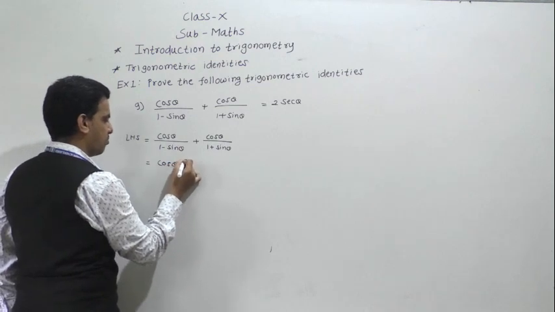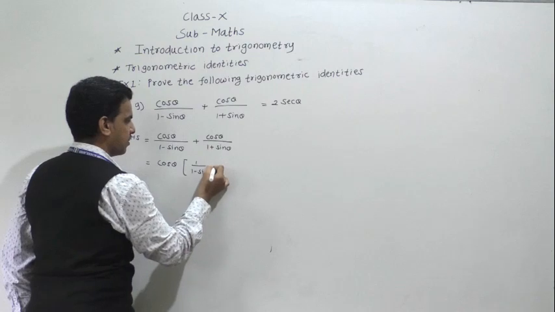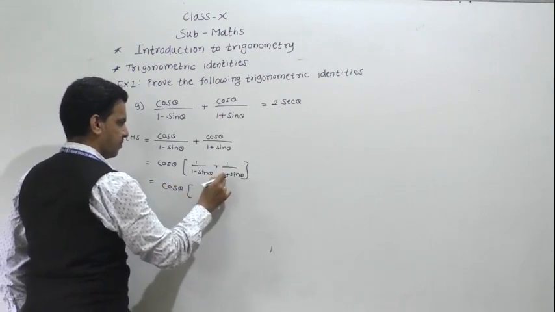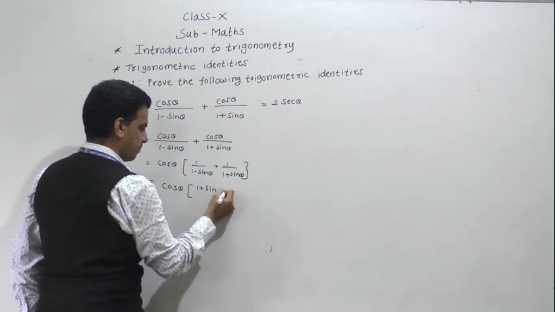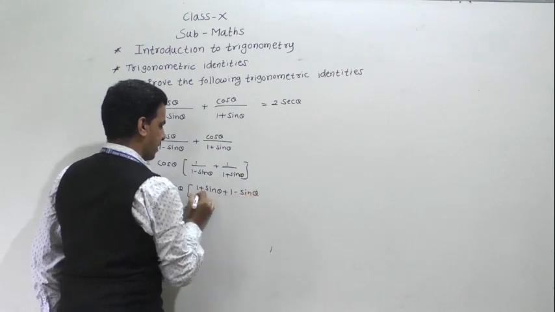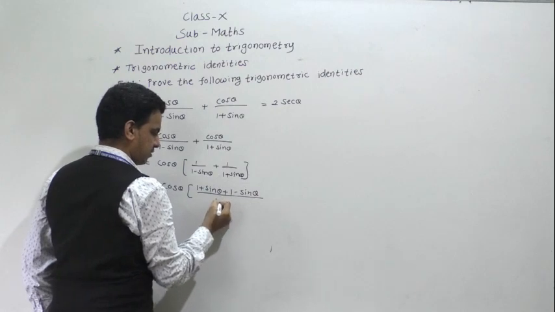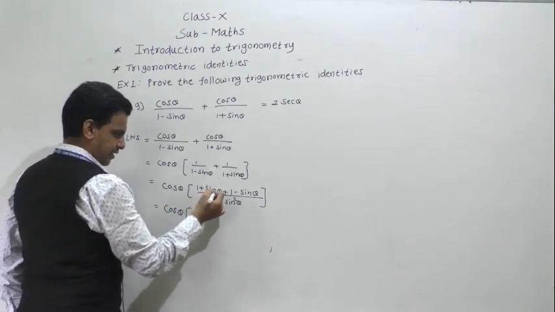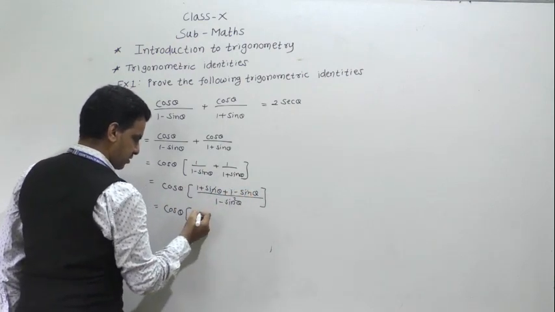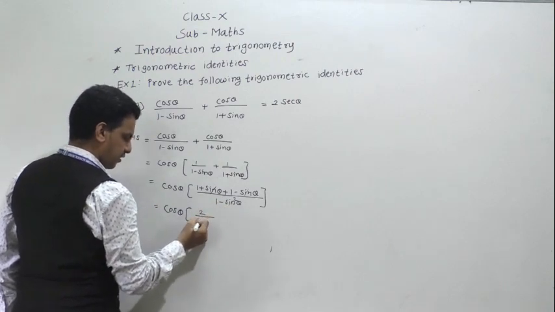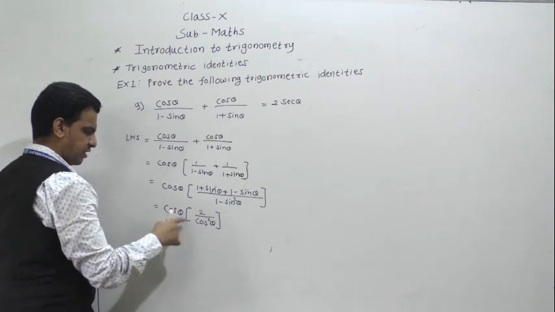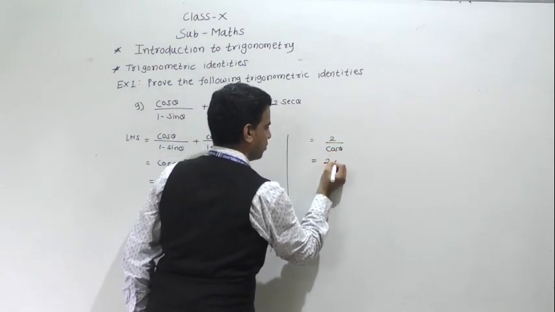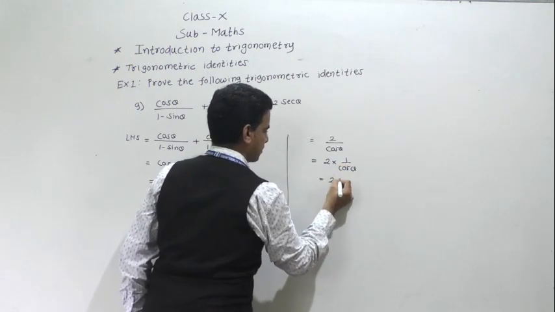So cos theta, if we take common, what remains? 1 upon 1 minus sin theta plus 1 upon 1 plus sin theta. So cos theta, if we make the same denominator, (1 plus sin theta plus 1 minus sin theta) divided by (1 minus sin theta)(1 plus sin theta), that is 1 minus sin square theta. So sin theta and minus sin theta will get cancelled. 1 plus 1 is 2, divided by 1 minus sin square theta, cos square theta. Now this cos theta and cos square theta, one will get cancelled. So what remains is 2 upon cos theta, that is 2 into 1 upon cos theta, and 1 upon cos theta is sec theta, so 2 sec theta.